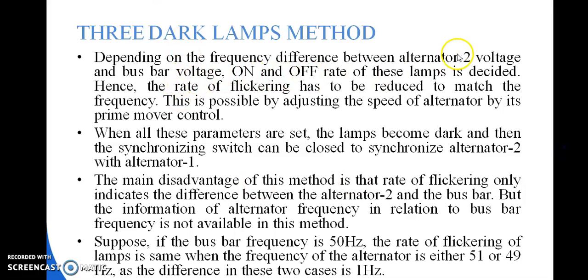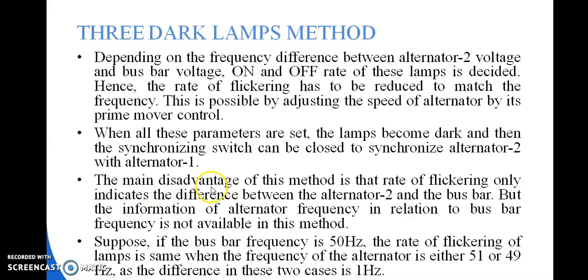Depending on the frequency difference between alternator 2 voltage and bus bar voltage, the on and off rate of these lamps is decided. Hence, the rate of flickering has to be reduced to match the frequency. Remember this. And this is possible by adjusting the speed of the alternator by its prime mover control. When all these parameters are set, the lamps become dark and then the synchronizing switch can be closed to synchronize alternator 2 with alternator 1.